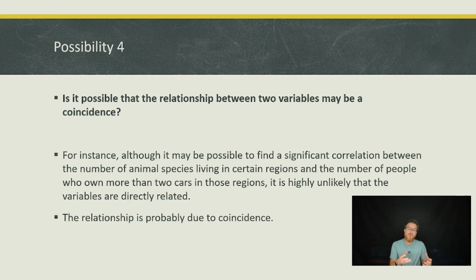And then possibility four is, is it possible that the relationship that you're seeing is just a coincidence? For instance, let's say that you find a correlation between the number of animal species in an area and the number of cars that people own. You might think that, okay, well, they seem to be related because as the species goes up, the number of owners goes up.